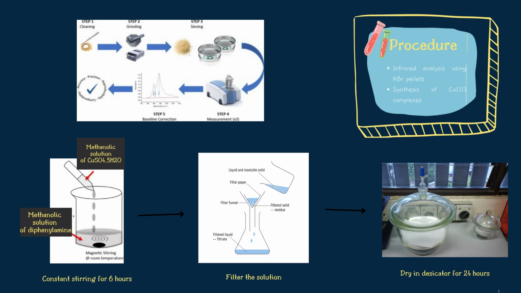The complex was prepared by reaction of copper(II) sulfate and diphenylamine in methanol. 10 ml methanolic solution of copper(II) sulfate was added dropwise to 20 ml methanolic solution of diphenylamine with constant stirring for 6 hours. The solution was then concentrated to 15 ml and left to stand for 48 hours. The precipitate was filtered with filter paper, then dried in a desiccator for 24 hours.